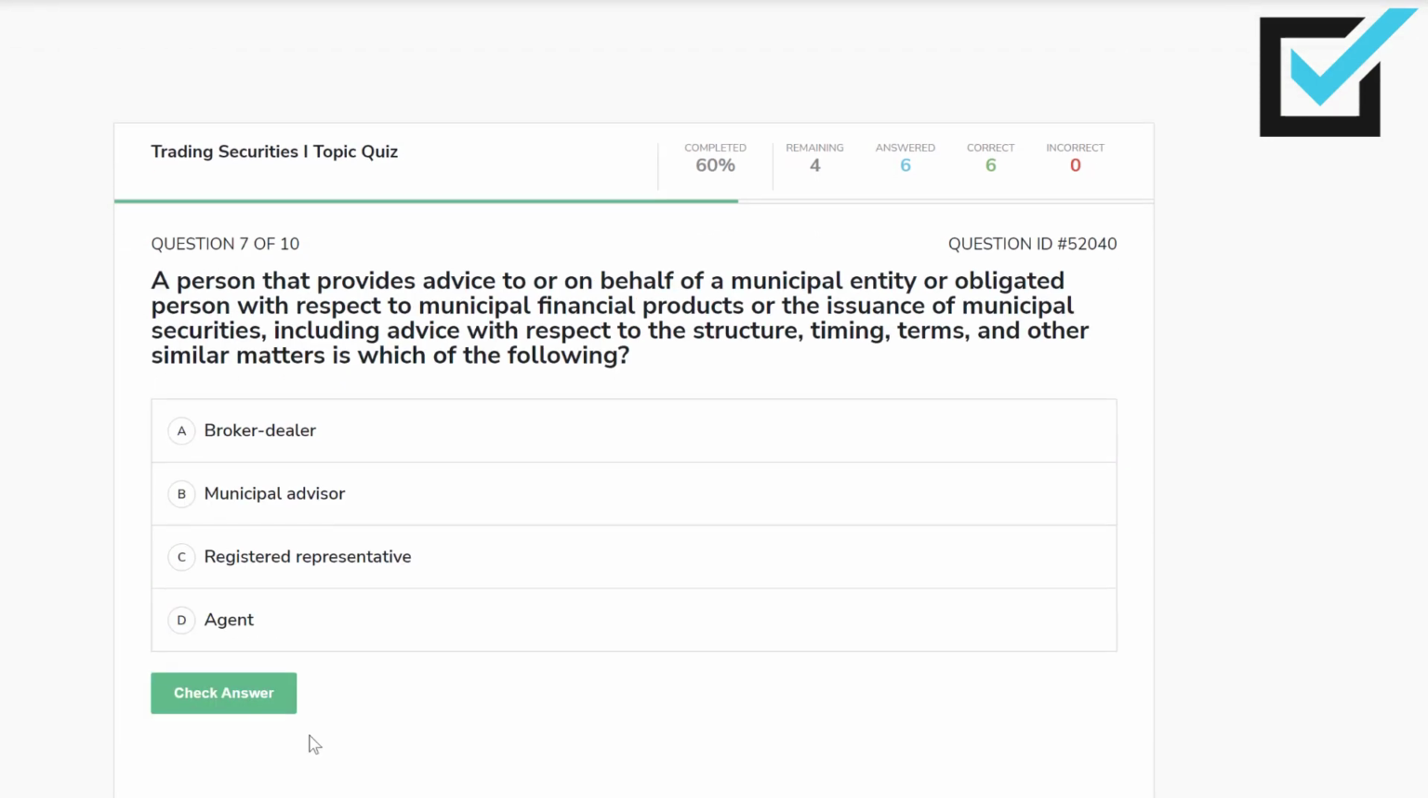A person that provides advice to or on behalf of a municipal entity or obligated person with respect to municipal financial products, or the issuance of municipal securities, including advice with respect to the structure, timing, terms, and other similar matters, is which of the following? Broker-dealer, municipal advisor, registered representative, or agent. This is describing a municipal advisor.